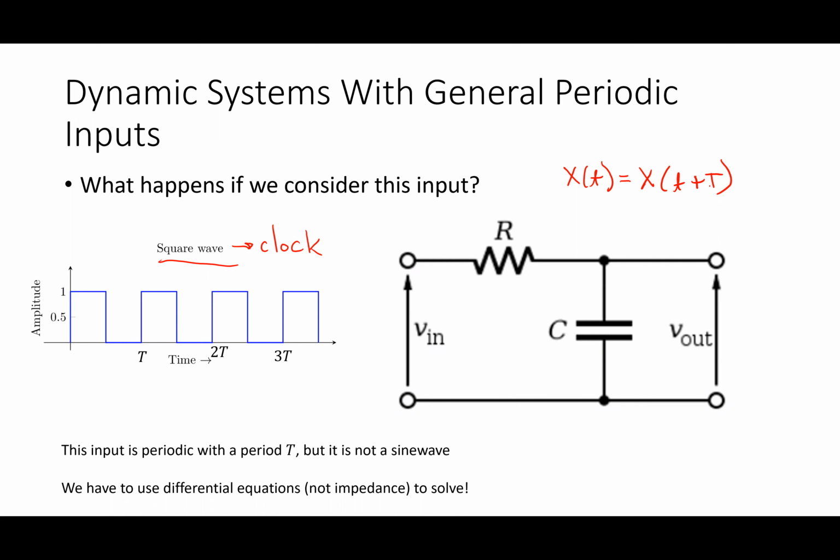This guy fits that definition, but he's not a sine wave, right? So the question is, can I use impedance analysis with this? Is there an opportunity to do that? No, there isn't. My basic assumption with impedance analysis was that Vn had to be a sine wave. That's not true here. In this particular case, it's a square wave. So what do I have to do? Well, I have to go back to differential equations.